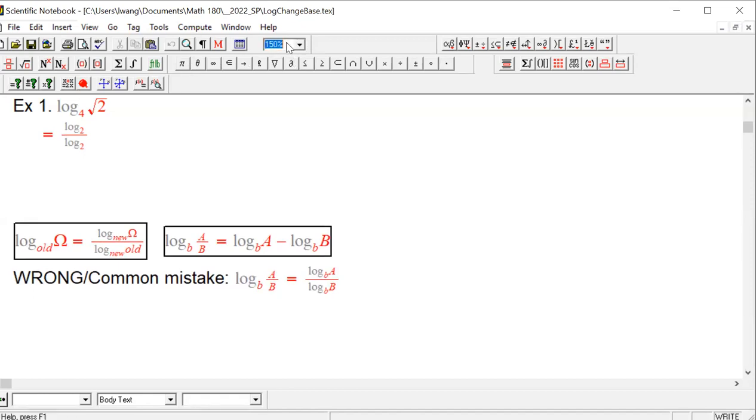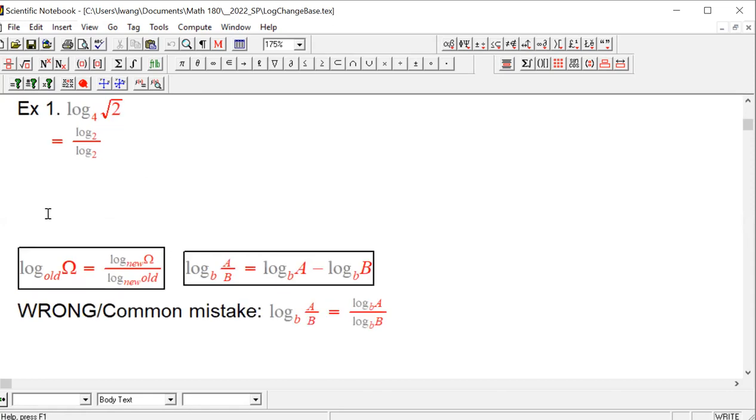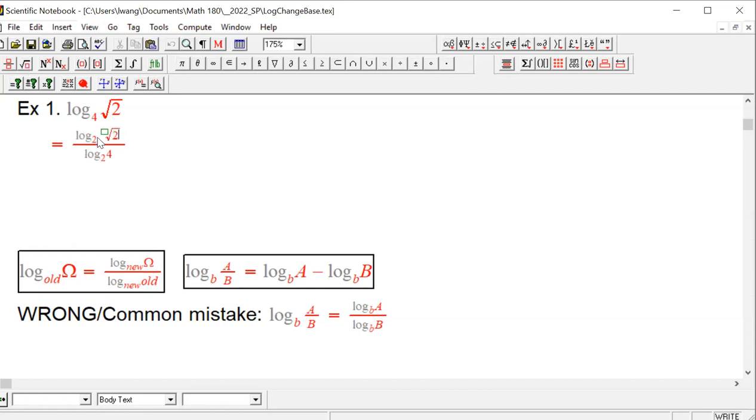Let me make the fonts a little bit larger so you can see better. Suppose I'm going to convert to base 2. According to the formula, the old base is 4, so the old base 4 is going to go here. And the argument is root 2. There you go.